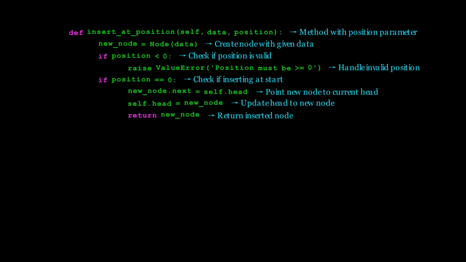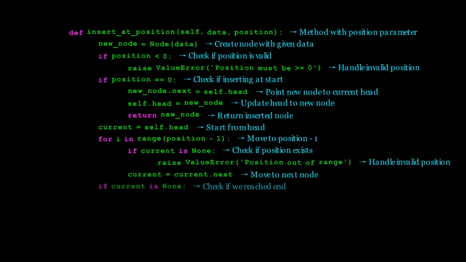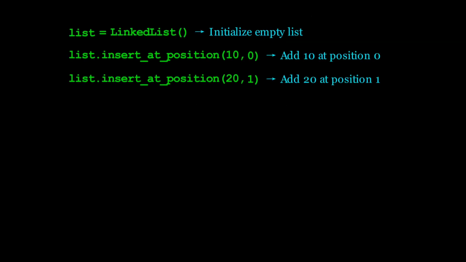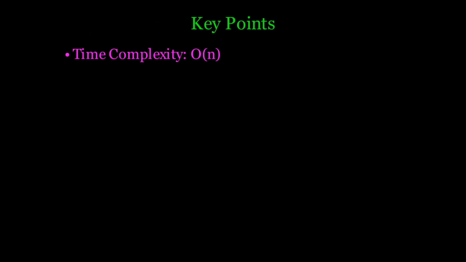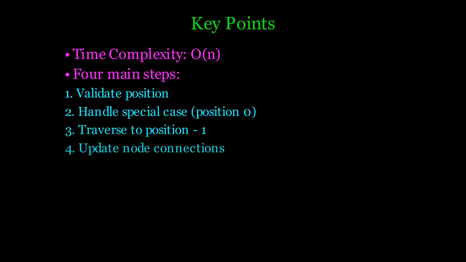Otherwise, we traverse the list until the desired position. Finally, we insert the new node at the correct position. And that's how you insert the node at a specific position. Let's recap the key points. The time complexity of the operation is order of n. There are 4 main steps: validating the position, handling the special case of inserting at the head, traversing to the correct position, and updating the pointers.